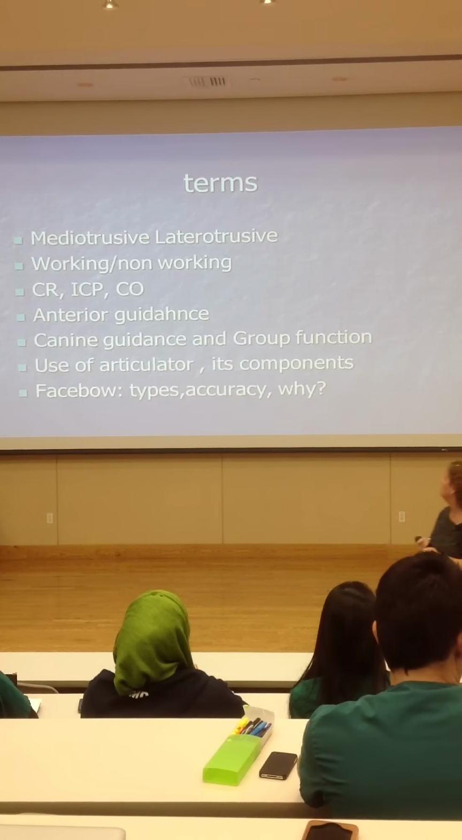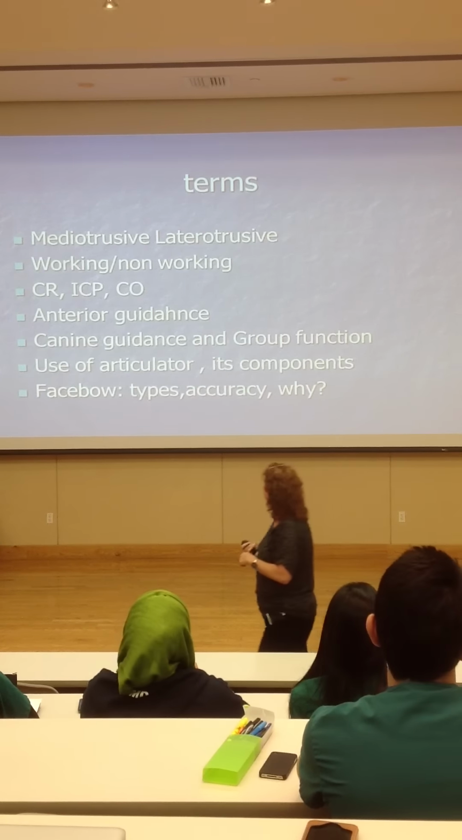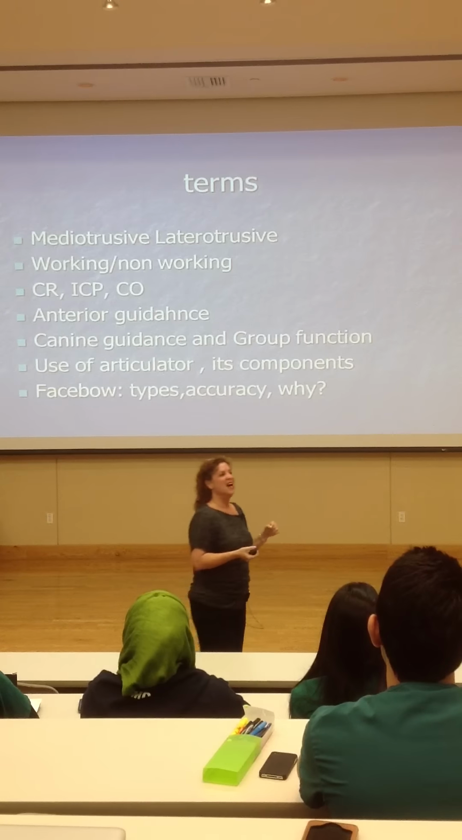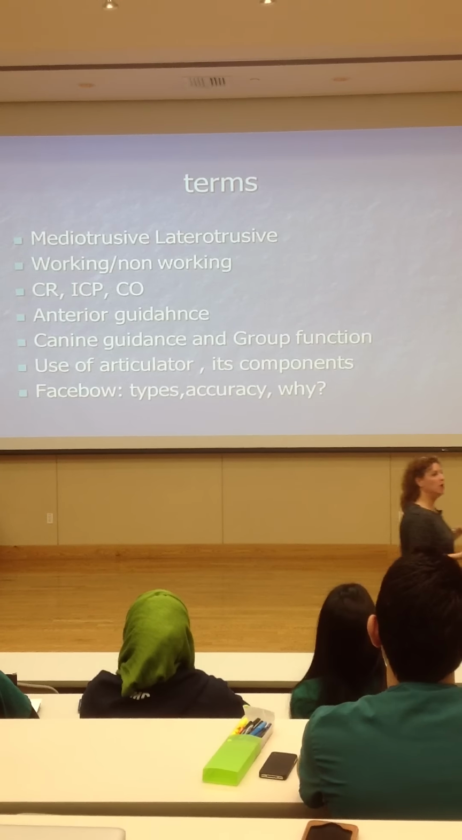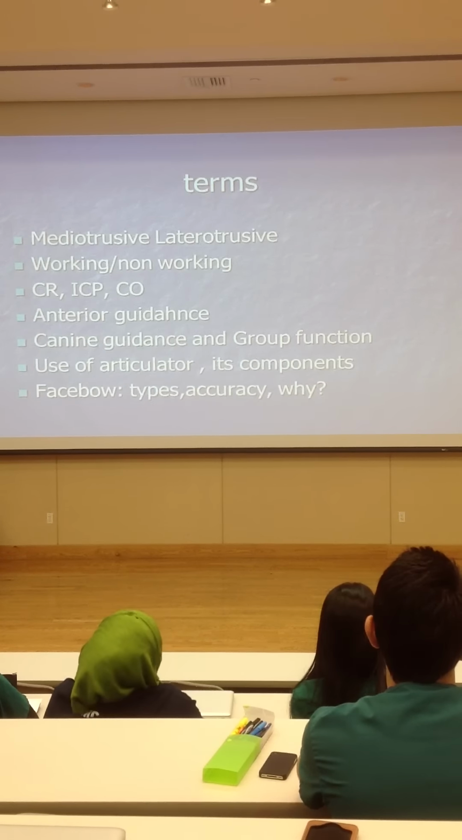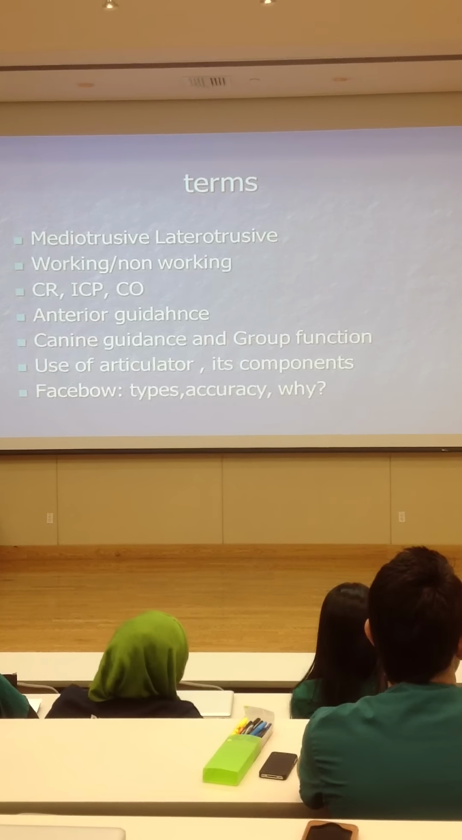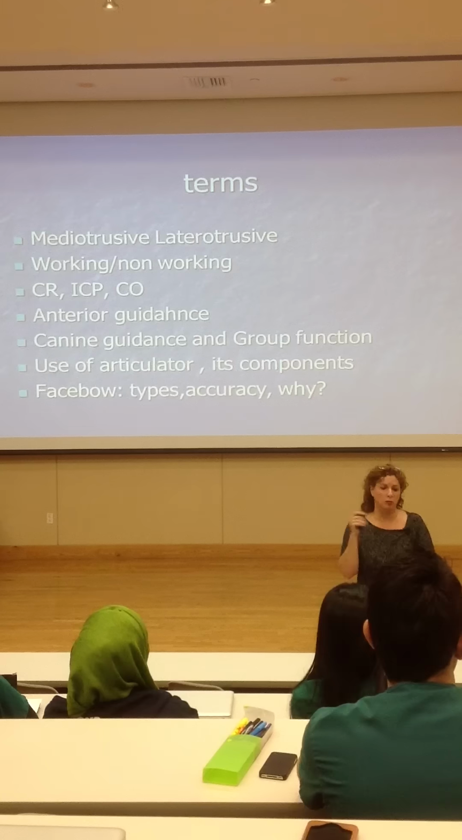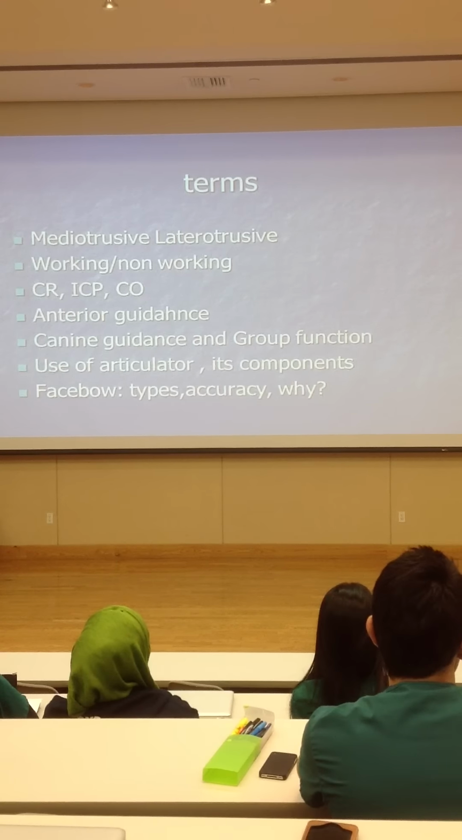We talked about anterior guidance. We have anterior guidance going protrusion. We have anterior guidance going lateral movement, right? And the anterior guidance is either on canines or on something else. The something else would be group function. And you saw from your articulators that sometimes even the laterals take part in lateral guidance. Okay?